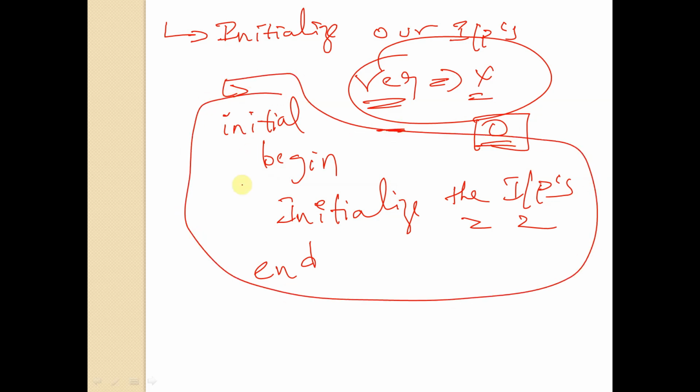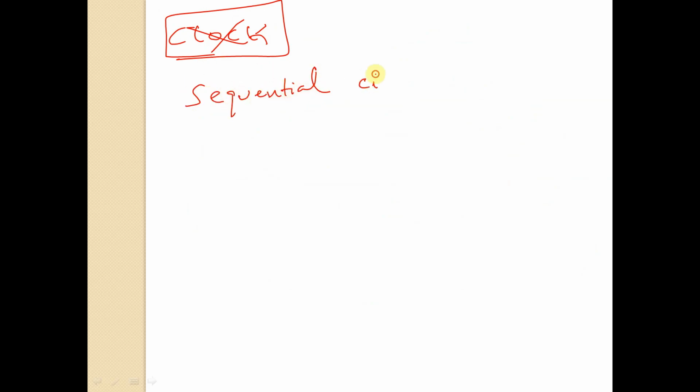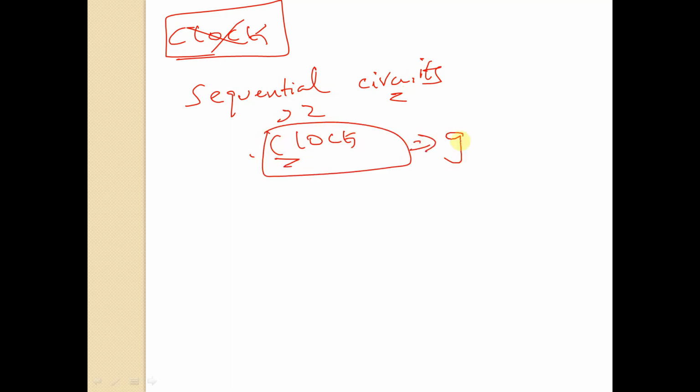And coming to the next step, in combinational circuits, we don't have any clock, so we will not generate any clock. Whereas in sequential circuits, we will have a clock, so we should generate the clock according to the design requirement. We will set the time period of the clock.